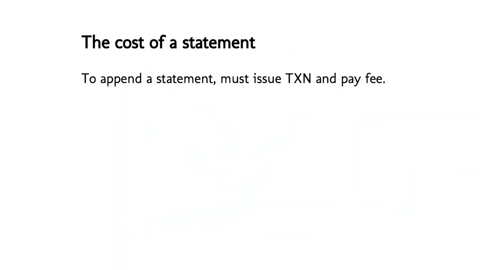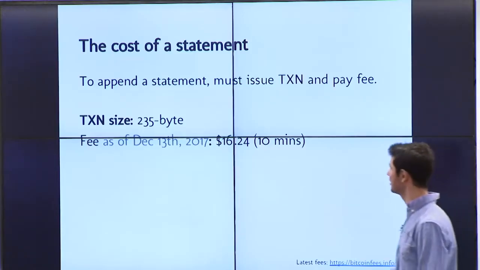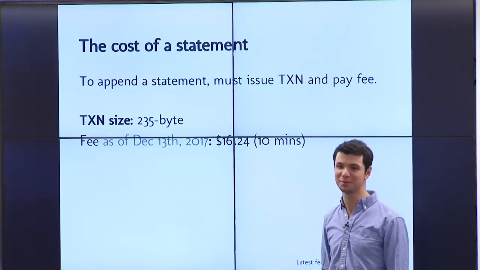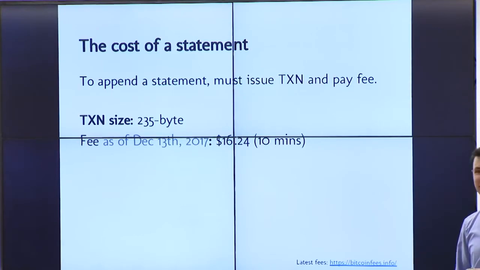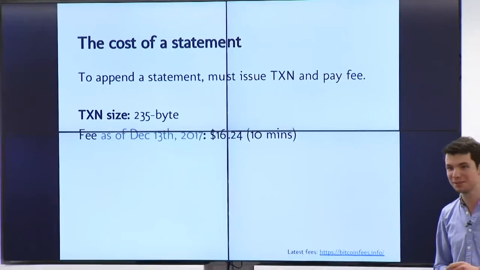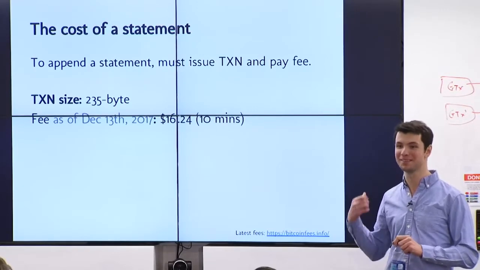So let's look at costs, since Aline was mentioning the costs. To append a statement, you have to issue a transaction, right? And the size of our transactions is around 235 bytes. The fee as of December 13 was $16.24 per transaction, if you guys remember those great Bitcoin times. I think that it went up to 40 at some point too. So it was very hard for me to talk to people about this research back then.